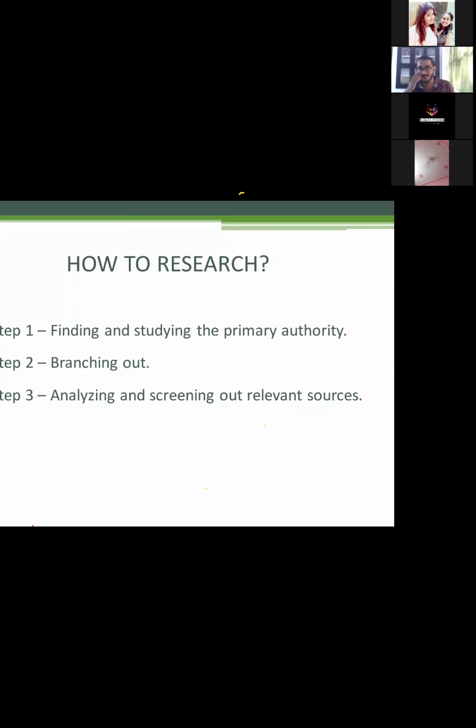Usually you will have a limited number of pages, so there will be a limitation on how much you can write in the memorial. So you will have to screen out what is relevant and only include that in the memorial. When the oral round comes up, if the other party brings up anything that is not in your memorial, you can always argue it because you have already branched out and done your research, but you need to include what is relevant.